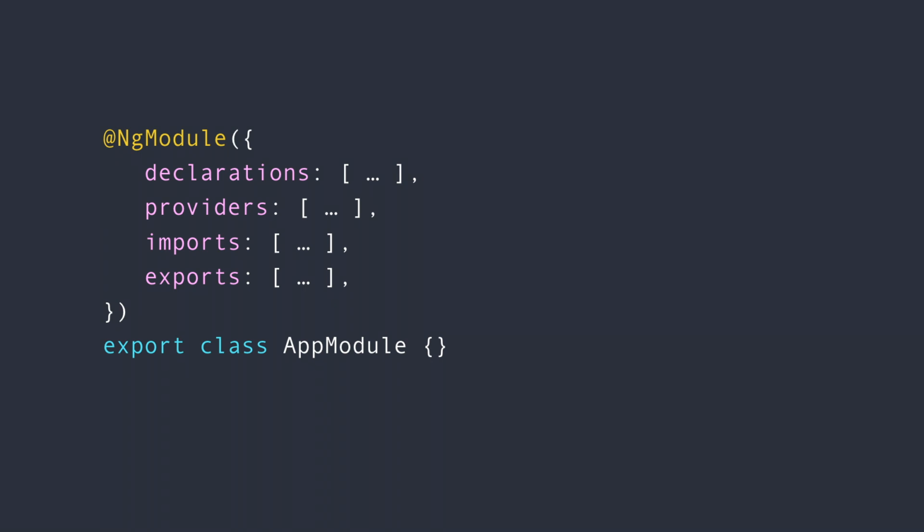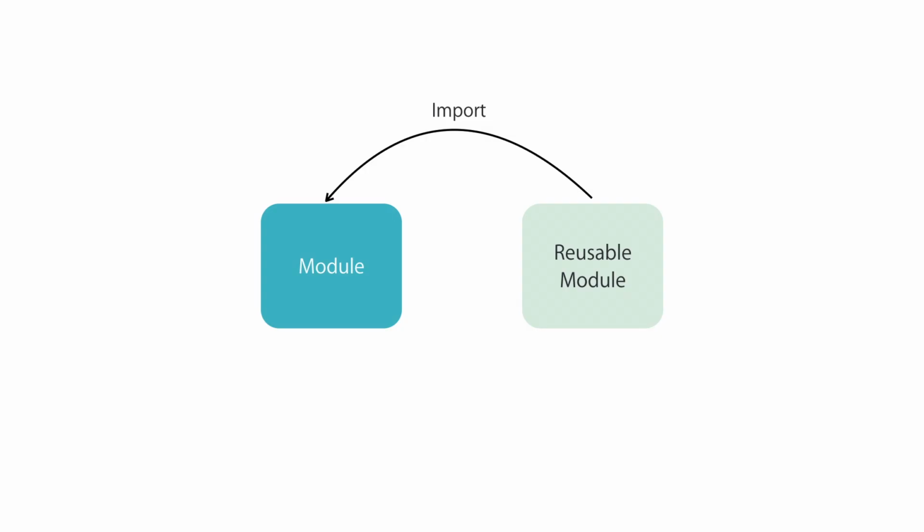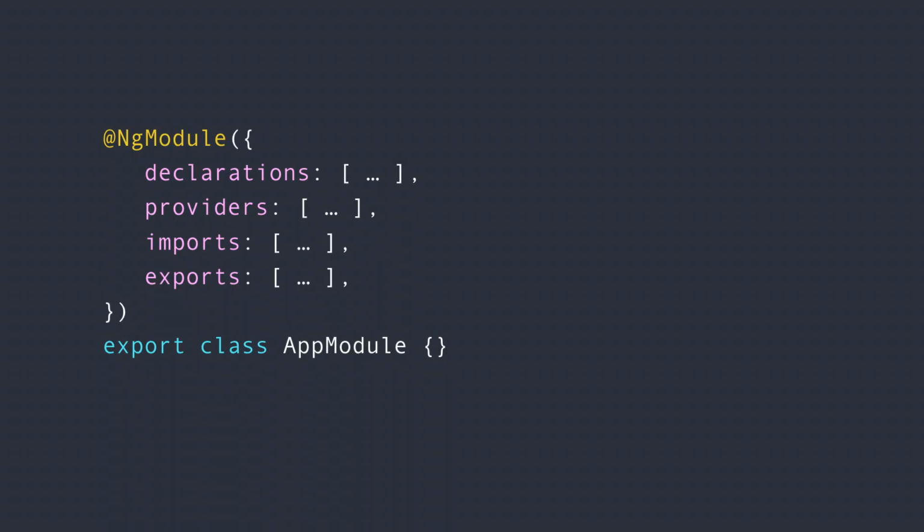We use declarations to define the components, pipes, and directives that are part of this module. We use the providers array to register the services in this module. And as you know, this is for dependency injection. We use the imports array to specify the dependencies of this module. So if this module uses building blocks defined in another module, we need to add that module in the imports array. And finally, we use the exports array to export some or all of the building blocks in this module, so other modules can reuse them.